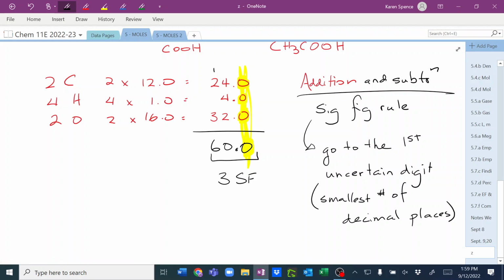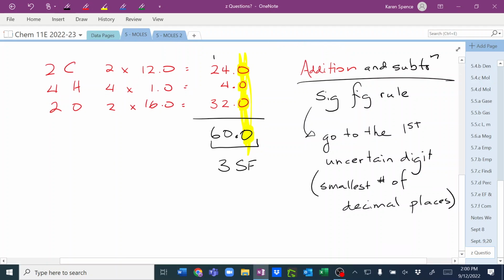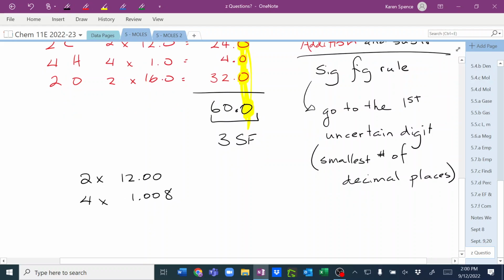So when you are calculating molar masses, assume that you are adding and subtracting. And because your periodic table always has 1 decimal place, your molar masses will always have 1 decimal place. If you were, let's say, 2 years from now writing the AP exam, you would have 2 times 12.00, I think that's what they give you on there. You would have 4 times 1.008, and you would have 2 times 16.00.